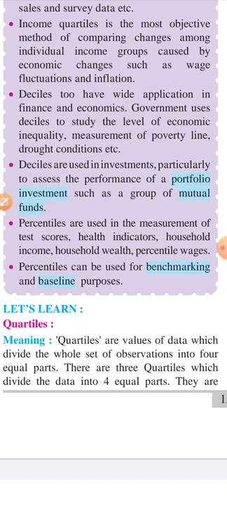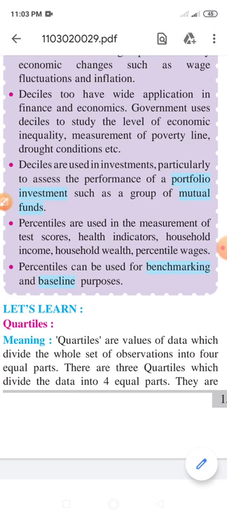under discrete series or ungrouped data when two types of information are given, or under continuous series or grouped data when the data is given in the form of classes, that is, the data is grouped as a class, for example, 0 to 10, 10 to 20, 20 to 30, in that way.